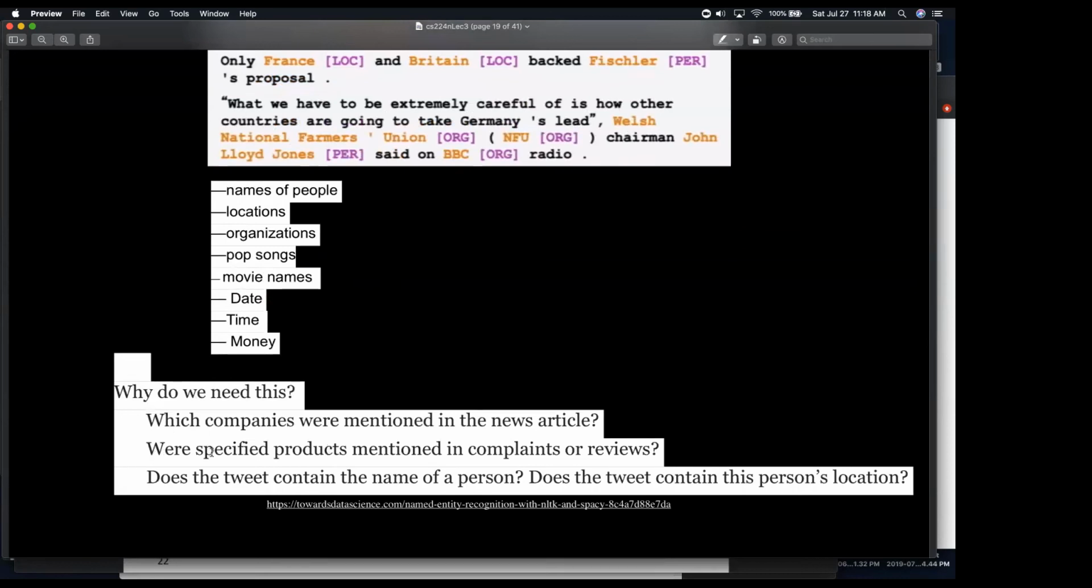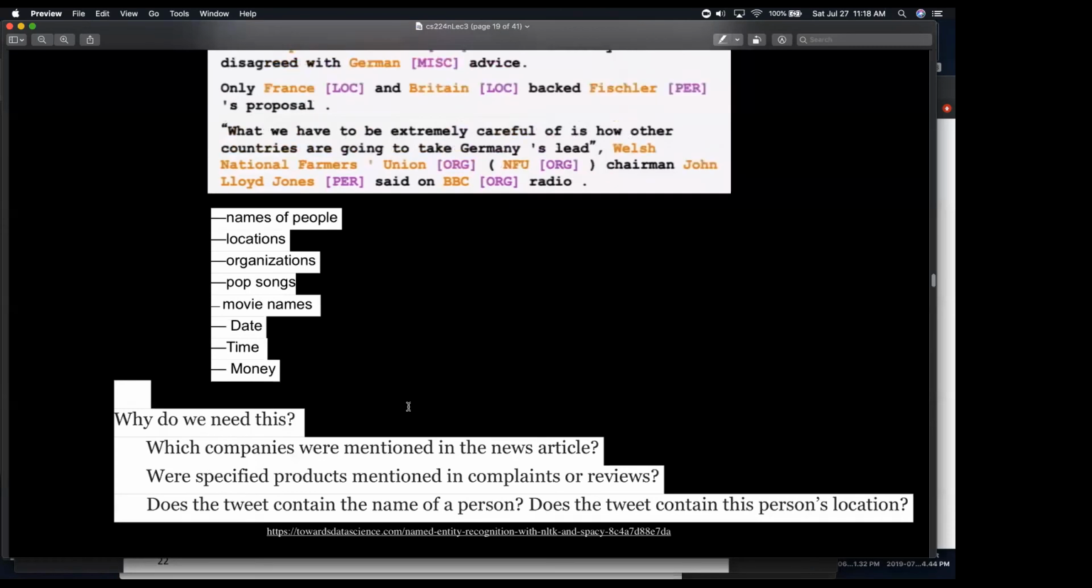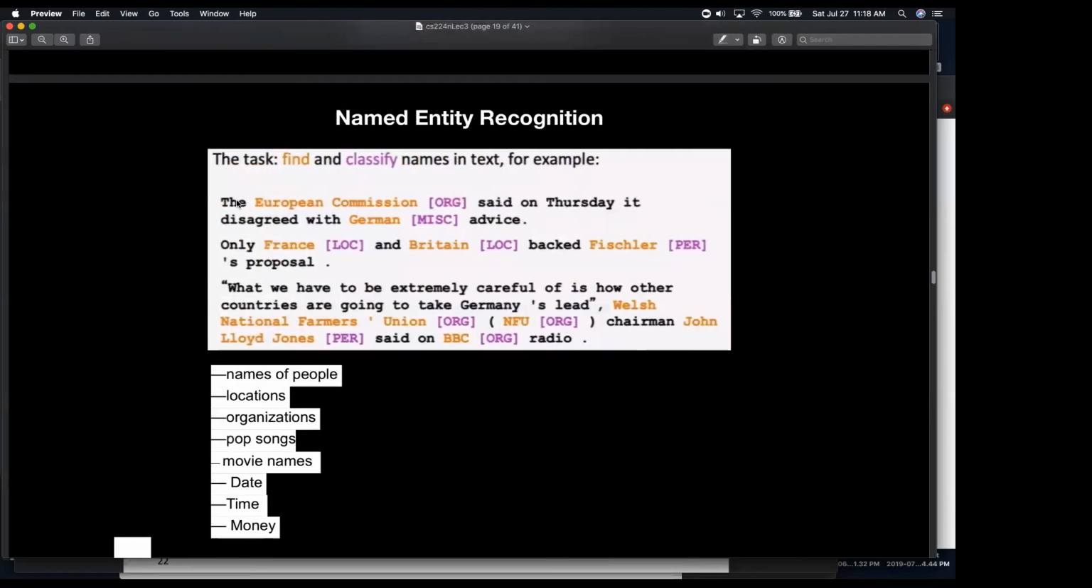Another use case is where specific products are mentioned in complaints or reviews that you're trying to quickly look up. And I think at some point Google used it, I guess, for grouping similar news items together. I may be wrong on that. Looking at this example, the European Commission is being tagged as an organization. It said on Thursday it disagreed with German, which they're tagging as miscellaneous over here. France is a location, Britain is a location. So you get an idea of what that is.